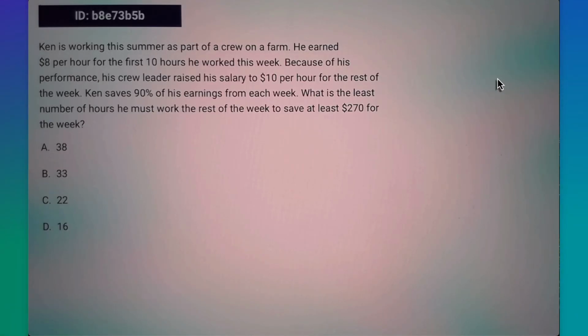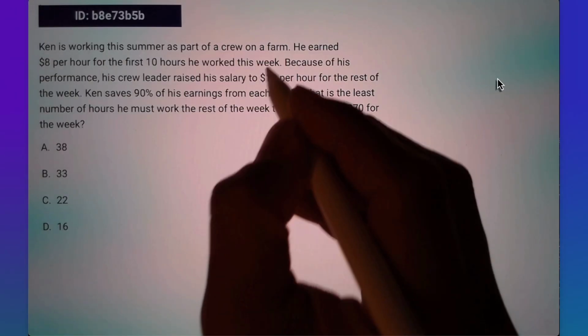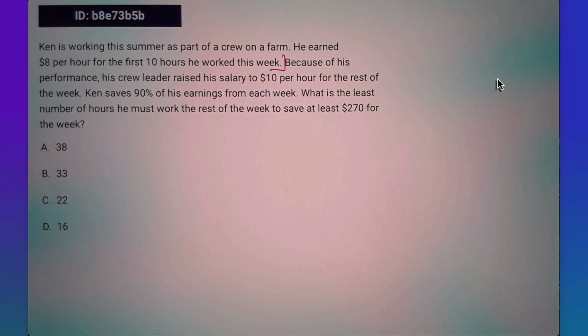Ken is working this summer as part of a crew on a farm. He earned $8 per hour for the first 10 hours he worked this week. I'm gonna just stop there and let's figure out how much he earned in the first 10 hours.